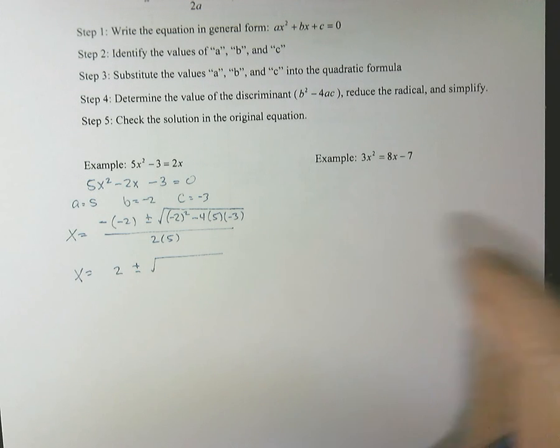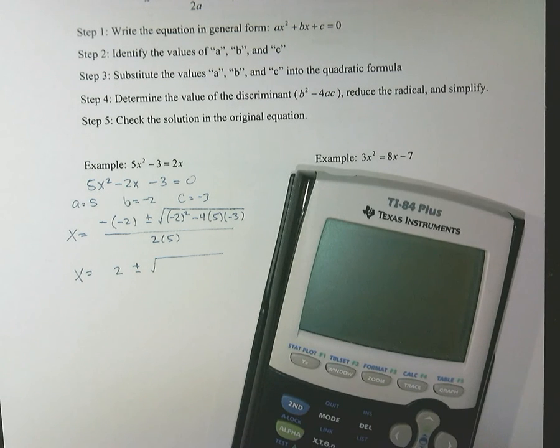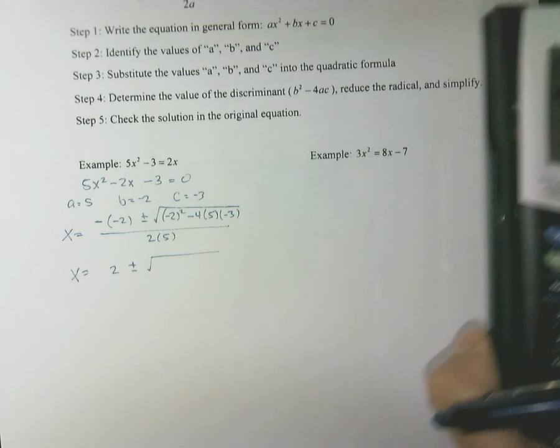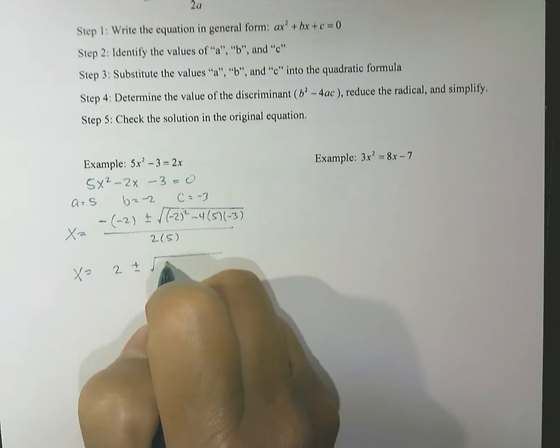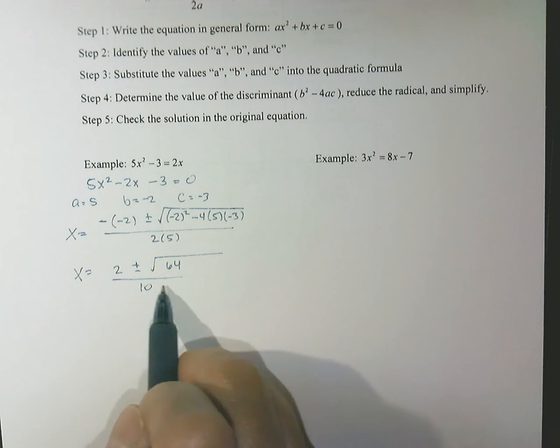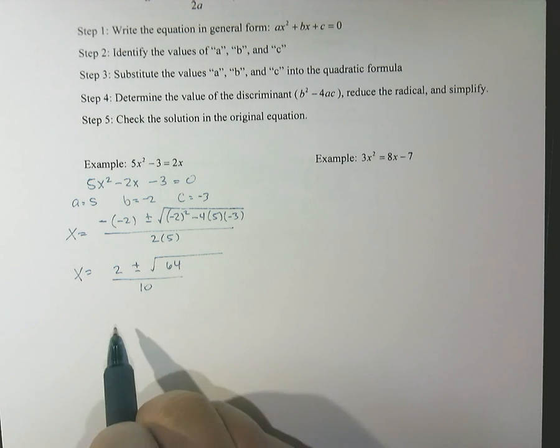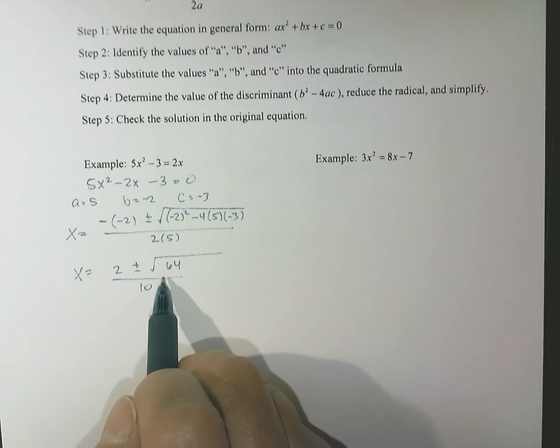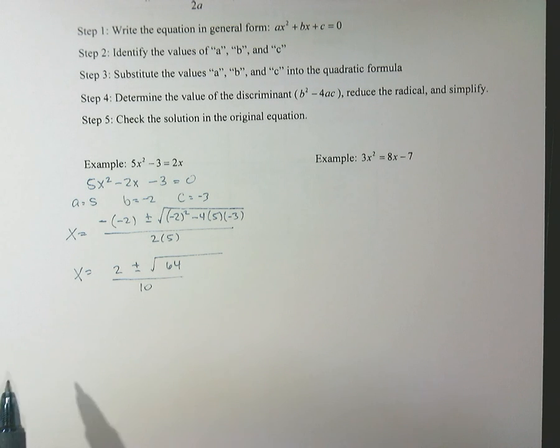So 4 plus 60, I think. Let me double check it, make sure I have it right. Negative 2, clear. Negative 2 squared minus 4 times a times c, 64. Okay, I did have it right. So this is 64 over 10. This is a positive number. If this is a positive number, I can take the square root of it, and if I can take the square root of it, I'm going to end up with 2 real answers.